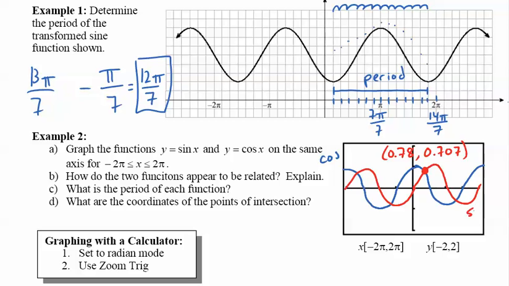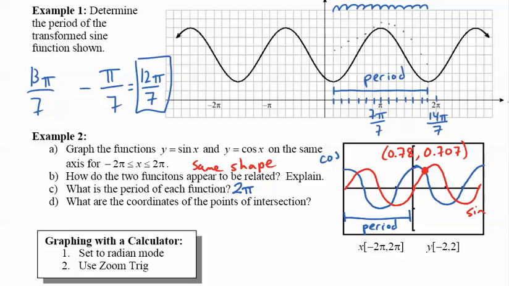So the red one is the sine graph. They both have the same shape, but a different start. What's the period of the function? What's the distance from a maximum to a maximum? How long does it take for sine to repeat itself? 2 pi. That's why we're always adding 2 pi in. And cosine's the same. Cosine repeats after 2 pi.